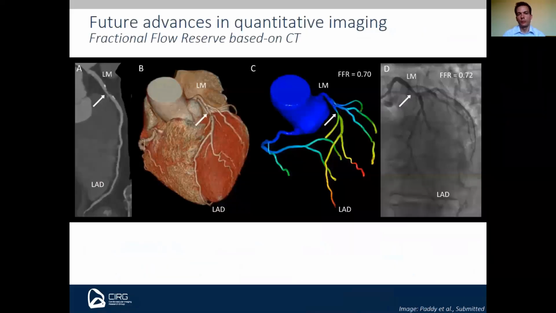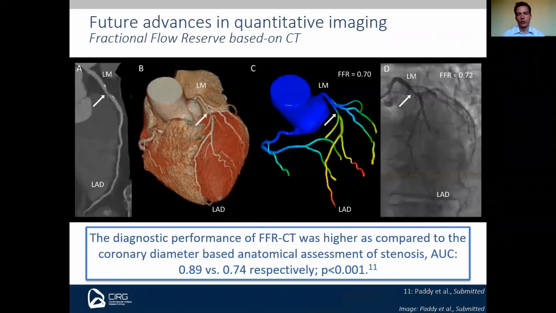With the segmentations, we can get a 3-dimensional model of the vasculature. And a very interesting topic nowadays is computational fluid dynamics. Based on these images, you can calculate a fractional flow reserve from CT images. And several studies have shown that these estimated FFR values from the CT images have a higher accuracy for identifying plaques that cause ischemia as compared to simply looking at the anatomical stenosis degree.